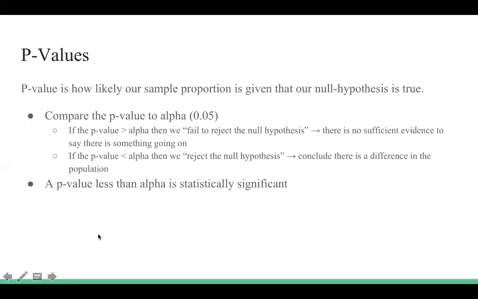So p-values, as I mentioned before, is how likely our sample proportion is given that our null hypothesis is true. So we compare the p-value to alpha. Alpha in this course will typically be 0.05 unless otherwise stated, but if you're asked to compare to alpha or to reject or fail to reject and you're not sure what alpha is, always go with 0.05 unless it's otherwise stated in the problem. So two decisions here. If the p-value is greater than alpha, that means if the p-value is greater than 0.05, then we would fail to reject the null hypothesis.